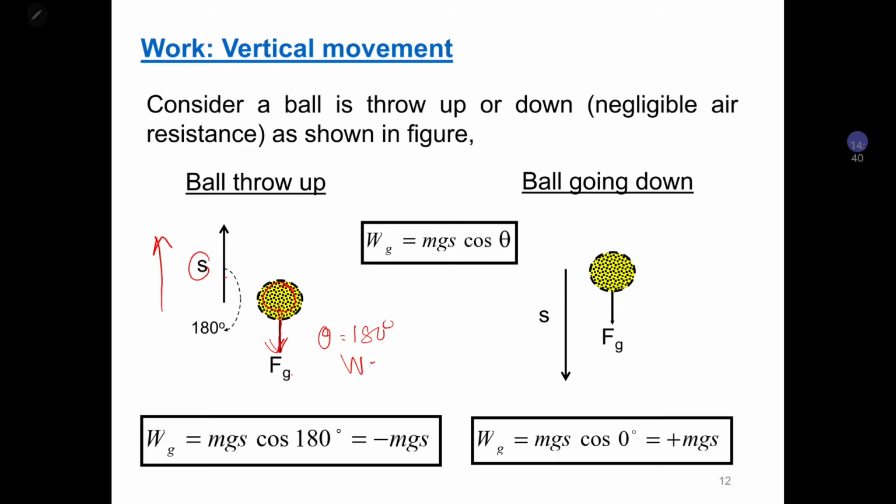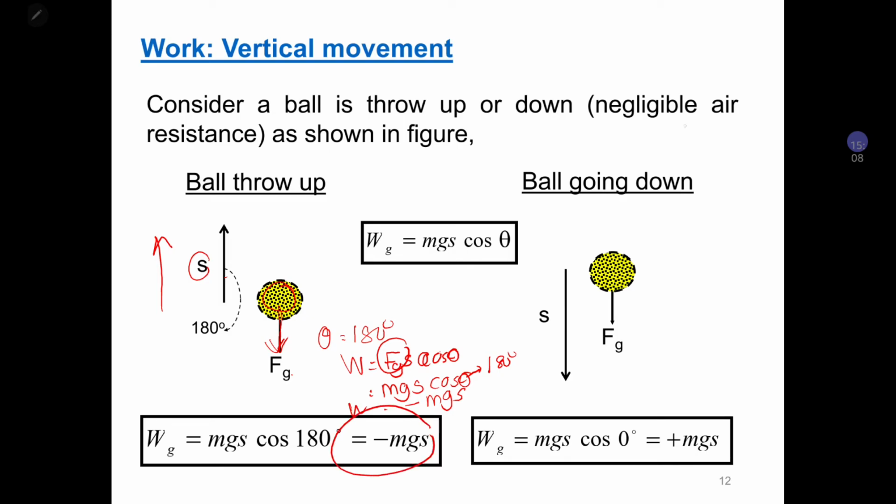So W is equal to Fs cos theta. F kat sini it will become mg darab dengan S cos theta. So ini adalah force disebabkan oleh gravitational force. So theta kat sini kita masukkan 180 degree. So it will become negative mgs.